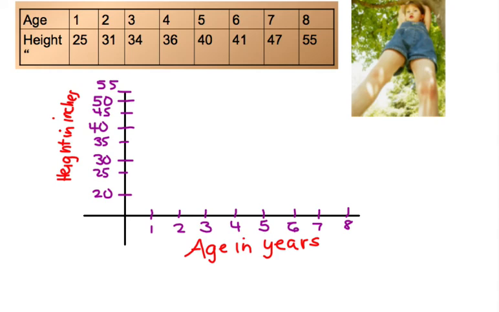So when the child was 1 year old, their height was 25 inches. At 2 years old, they were 31 inches. At 3 years old, 34 inches. 4 years old, 36 inches. 5 years old, 40 inches. 6 years old, 41 inches. 7 years old, 47 inches. And at 8 years old, they were up at 55 inches.